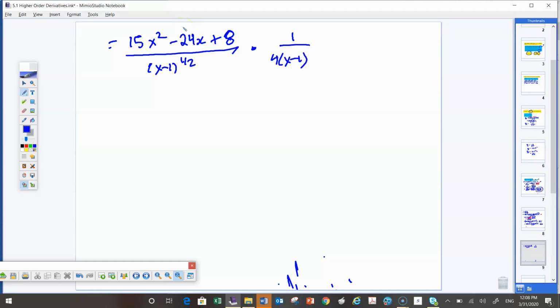Now when multiplying fractions, we multiply straight across, so my numerator is not going to change. It's going to stay as 15 minus x squared minus 24x plus 8. And multiplying along the bottom, I have a coefficient of 4, and (x minus 1) to the 1/2 times (x minus 1) to the first. I leave the base and add the exponents to get (x minus 1) to the 3/2.